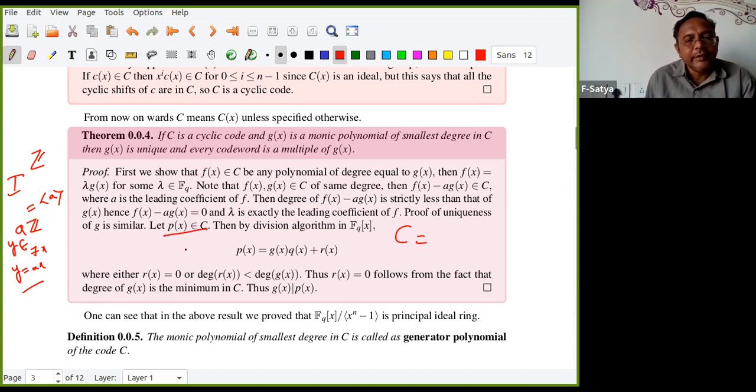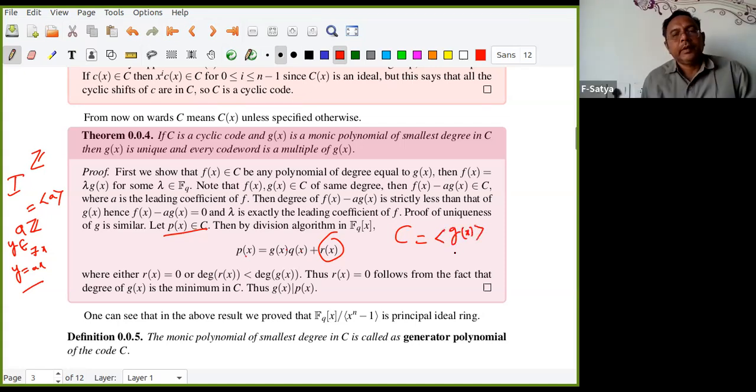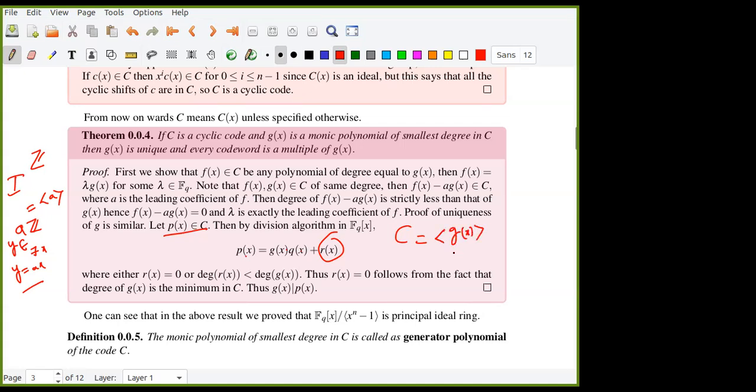If I take p(x) in C, then p(x) = g(x) q(x), with the remainder made 0. That means every element in C is a multiple of g(x). That means C is generated by g(x). What is g(x)? The polynomial of least degree in C. That is exactly what we do in Z also.